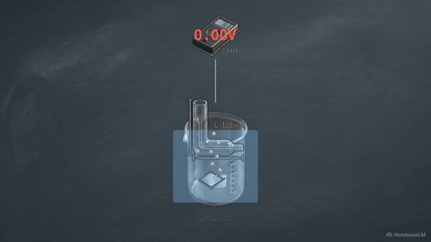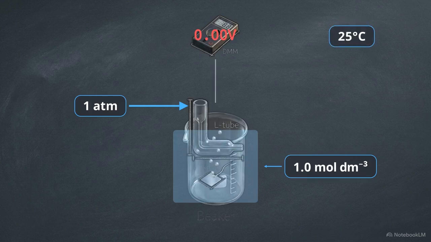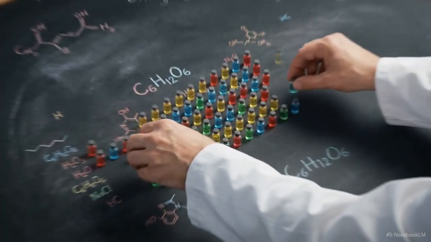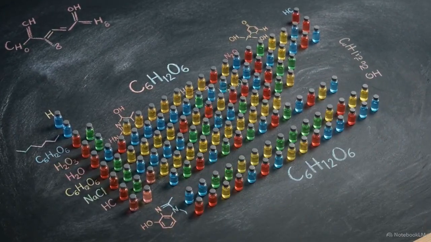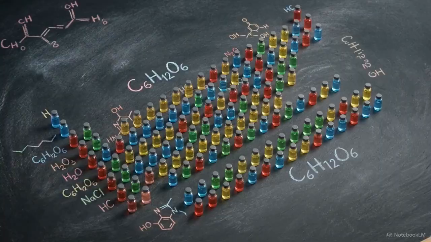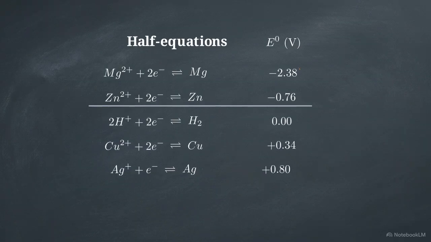This is only valid under standard conditions: ion concentration of 1.0 mole per cubic decimeter, gas pressure of 1 atmosphere, and temperature of 25 degrees Celsius. By establishing this fixed baseline, chemists created a universal framework to predict the outcome of any chemical pairing. This table compiles E0 measurements, ranking elements by potential.